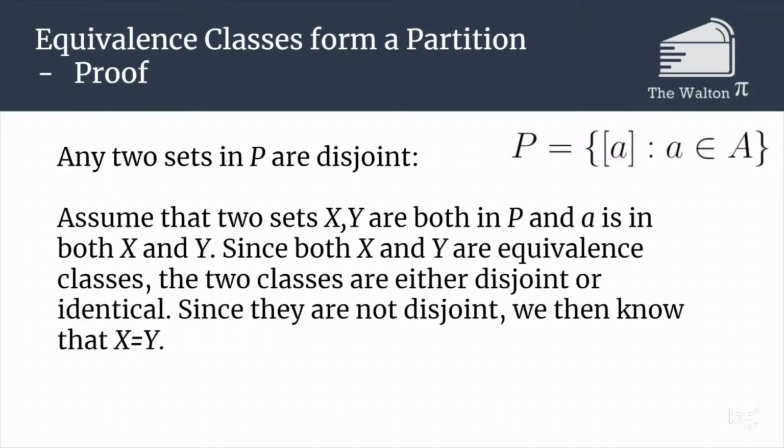We can then show that any two sets in P are disjoint. If we start with the assumption that two sets X and Y are both in P, and the element A is in both of them, since they are equivalence classes, we know that either the two classes are disjoint or they are identical. Since the intersection is non-empty, we know that they must be identical, so that tells us that X equals Y. Therefore, if A is in two different equivalence classes, those two classes were really the same.